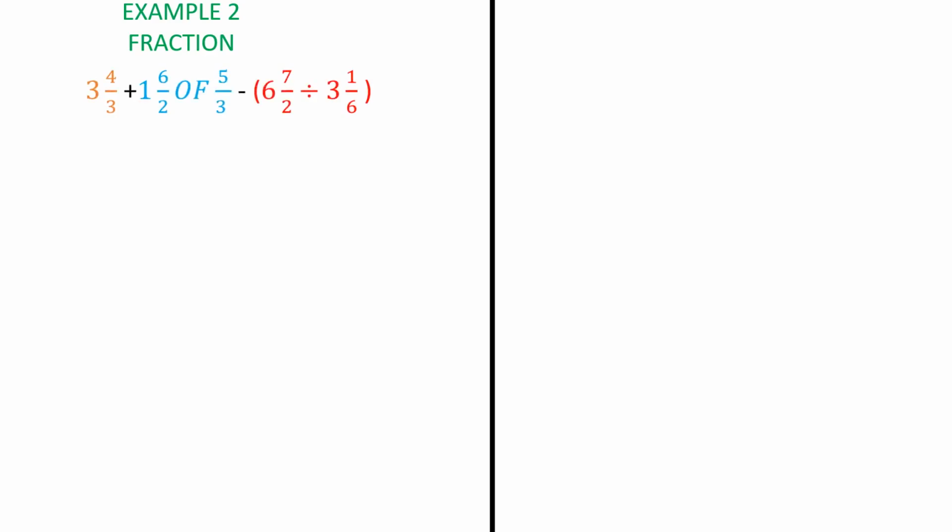We have 3 whole number 4 divided by 3 plus 1 whole number 6 divided by 2 of 5 divided by 3, take away, bracket open, 6 whole number 7 divided by 2 divided by 3 whole number 1 divided by 6, bracket close. So there you can see that we have brackets, we have "of", we have addition, we have subtraction, and we have division.